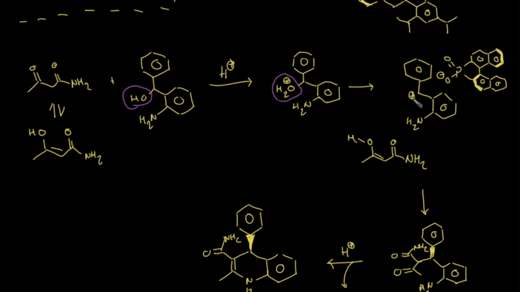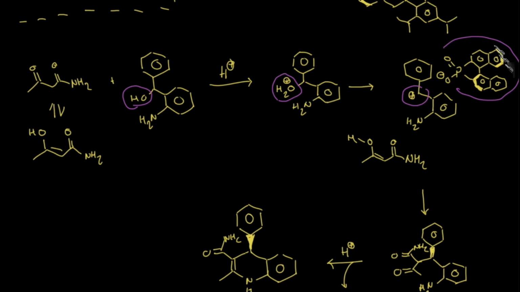By losing water, we get this really stable cation, because benzylic cations are extremely stable because they are resonance stabilized in the aromatic system, and in this case we actually have 2 aromatic rings to support this positive charge. And as soon as we have an ion pair of something that is non-chiral and a chiral anion, we will have essentially a chiral species in solution.